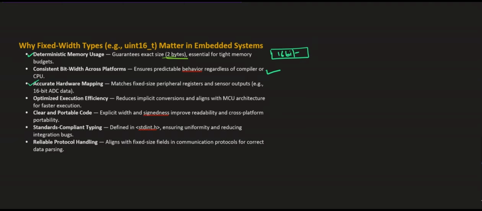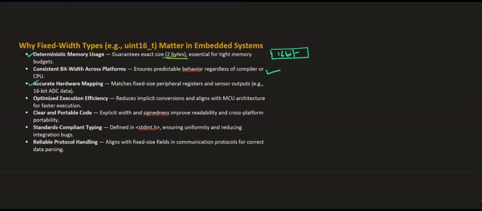Fourth comes the optimized execution performance. What happens here? It reduces the implicit conversion and aligns with microcontroller architecture for faster execution. So what does it mean? It means matching variable widths to the target architecture. Whatever core microcontroller we are using, it has to match that microcontroller. So to match that and to minimize unnecessary type conversion, we use these fixed width data types here. Okay, so hence uint16 or uint32, depending upon whatever the register.